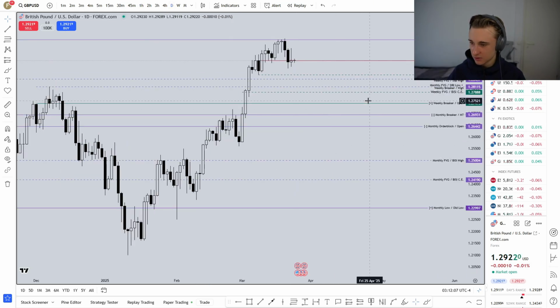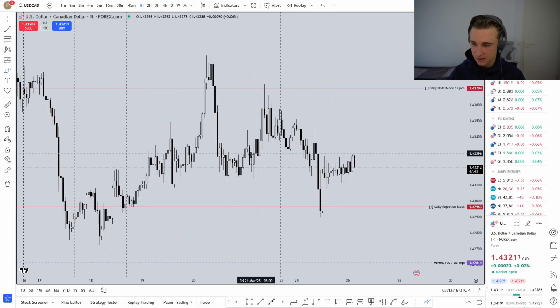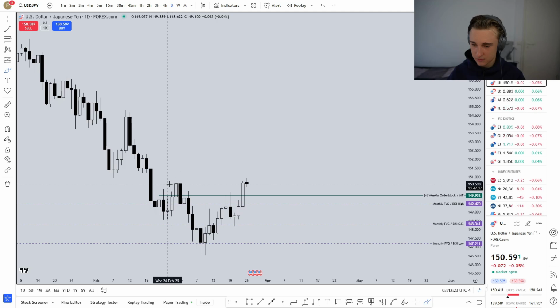Currently I'm on the sidelines. USD CAD also in trapped order flow, so really nothing there yet. USD JPY bullish, trading into the daily rejection block.